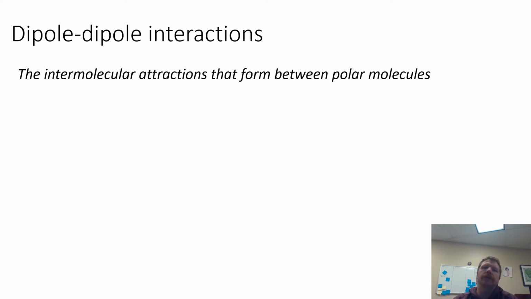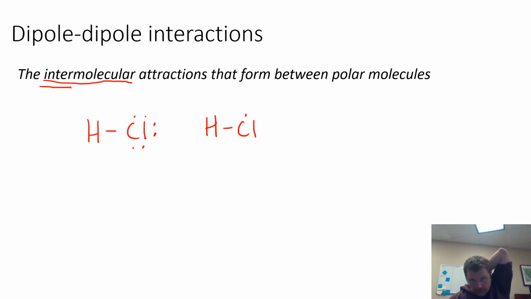Our next type of interactions are dipole-dipole interactions. These are intermolecular attractions, between two or more molecules, that form between polar molecules. A good example is the interactions that take place between adjacent HCl molecules. Hydrochloric acid, we know, is a strong acid, HCl. What we know about each of these atoms is that hydrogen is going to be a partial positive charge and chlorine is going to be a partial negative. These charges allow attraction between adjacent molecules.